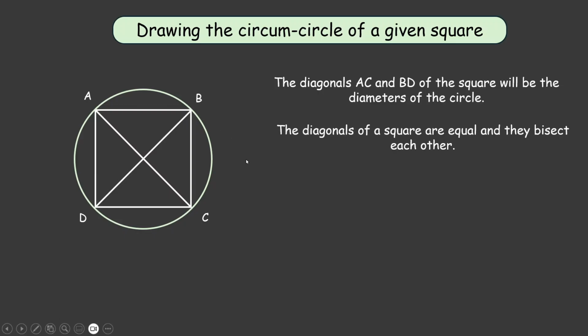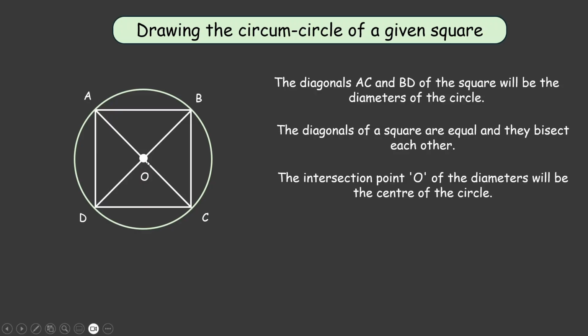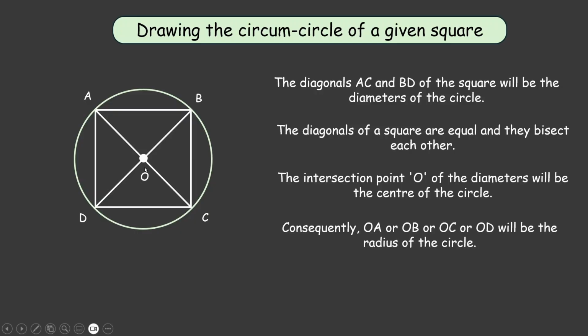Now, as we know, the diagonals of a square are equal and they bisect each other. Let us say the diagonals intersect at point O. Now, since the diagonals bisect, that means AO is equal to OC. Also, AC is the diameter. So, half of the diameter is the radius. So, OA is the radius. Therefore, this intersection point O of the diameters is the center of the circle, and consequently OA, OB, OC or OD will be the radius of the circle.